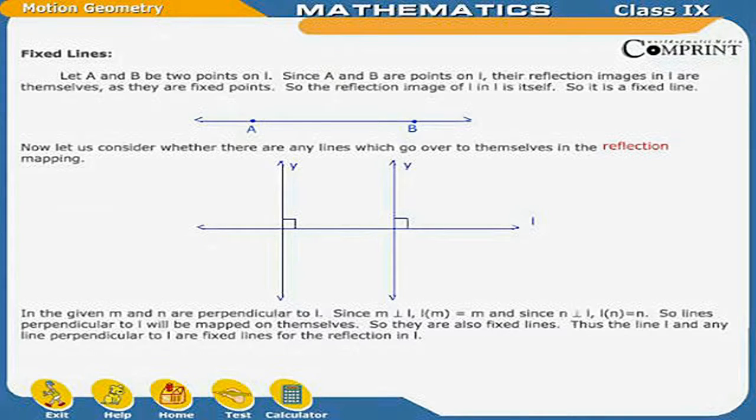Now, let us consider whether there are any other lines which go over to themselves in the reflection mapping. In the given figure, M and N are perpendicular to L. Since M is perpendicular to L, L of M is equal to M. And since N is perpendicular to L, L of N is equal to N. So, lines perpendicular to L will be mapped onto themselves. So, they are also fixed lines. Thus, the line L and any line perpendicular to L are fixed lines for the reflection in L.